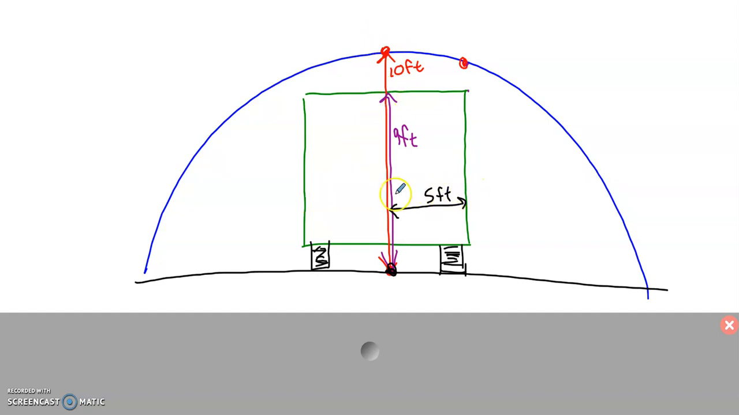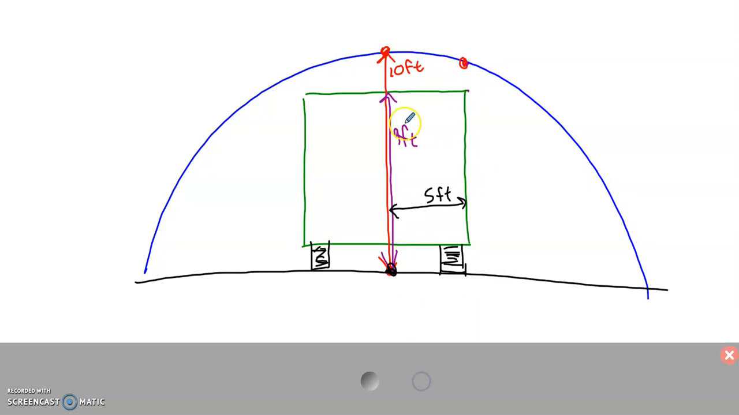If the truck's width is 10 feet, that means from the middle to the edge of the truck is 5 feet. And this part of the arch is actually lower than 10 feet. But this part of the truck is still 9 feet. So the question is this: if I move this far away from the center, is it still tall enough for the truck to clear? This is the point that I'm worried about right here.